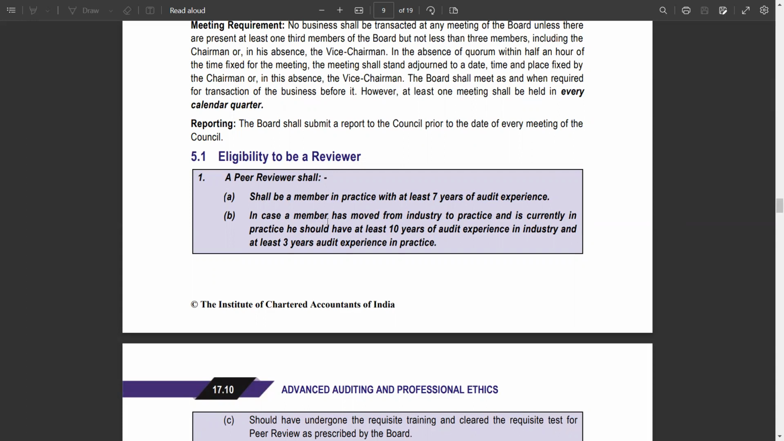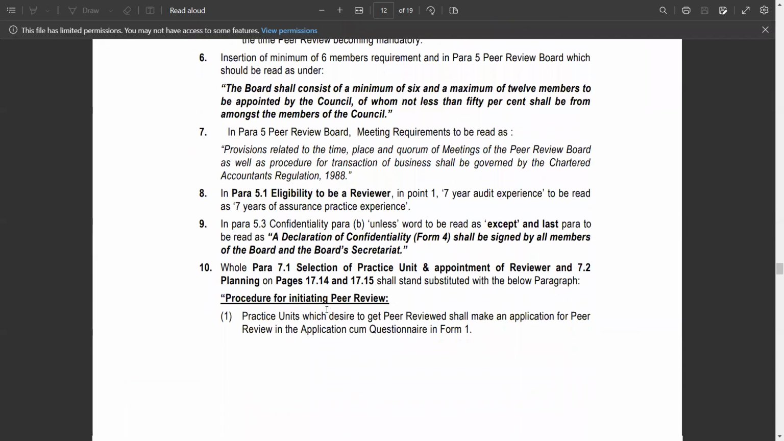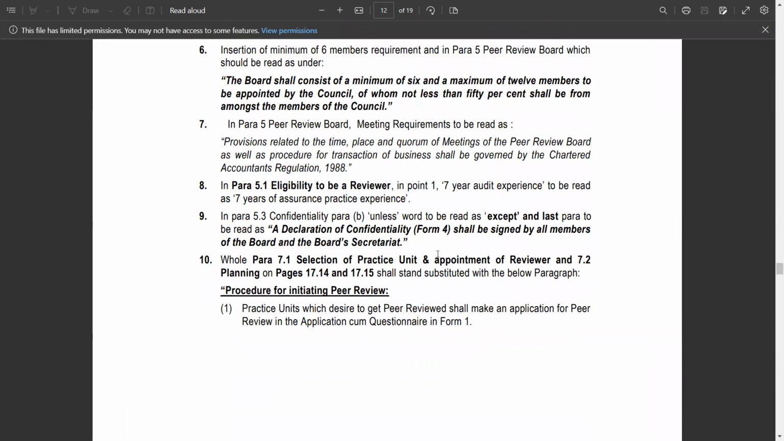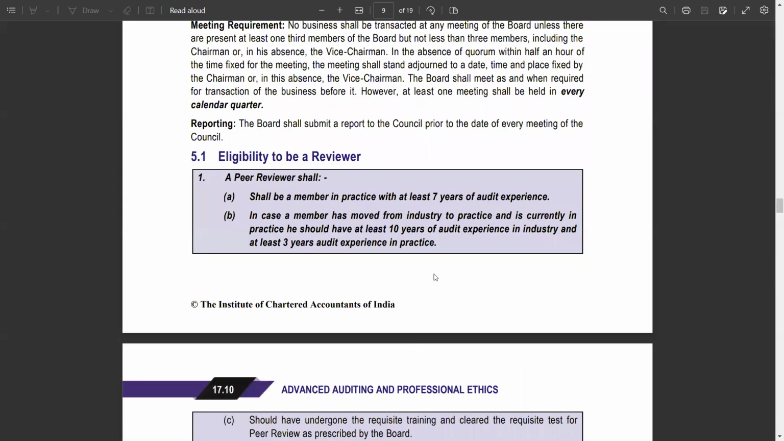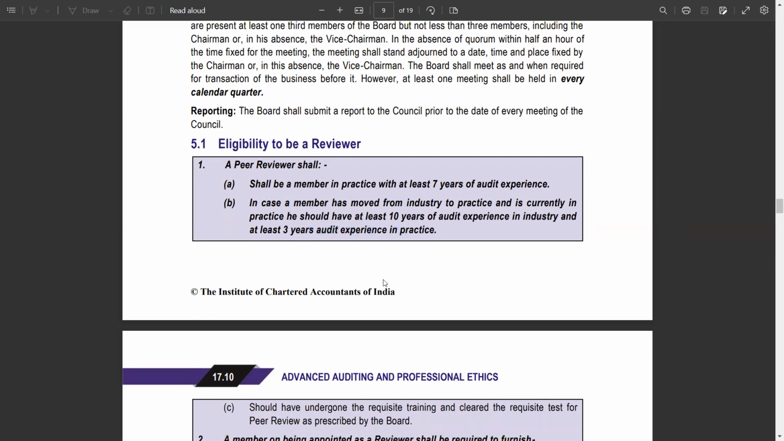And if the member has moved from industry to practice and is currently in practice, he should have at least 10 years of experience in the industry and 3 years of experience in practice. In the amendment, there is no such mention of assurance practice engagement years. This is only the audit experience. Okay, so point to be noted. 10 years of audit experience in industry and at least 3 years of audit experience in practice.